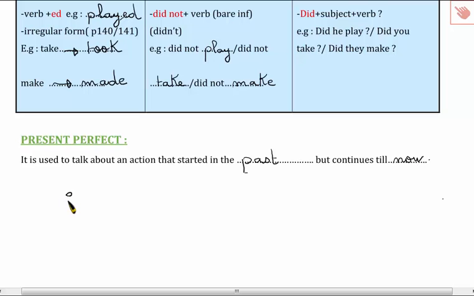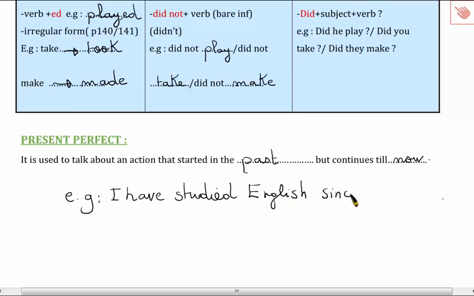For example, you started studying English, I think, 4 years ago, and till now you are studying English. So I can simply say I have studied English since 2012. So I use the present perfect tense have plus a past participle of the verb study.